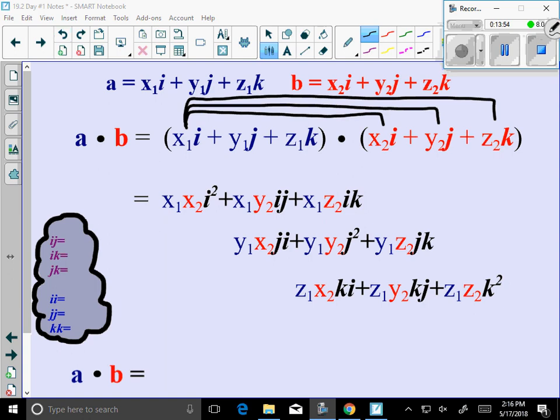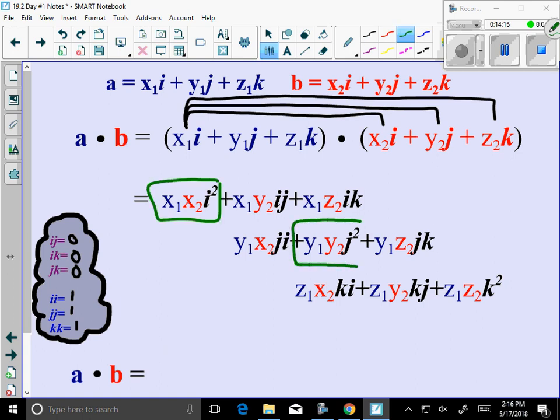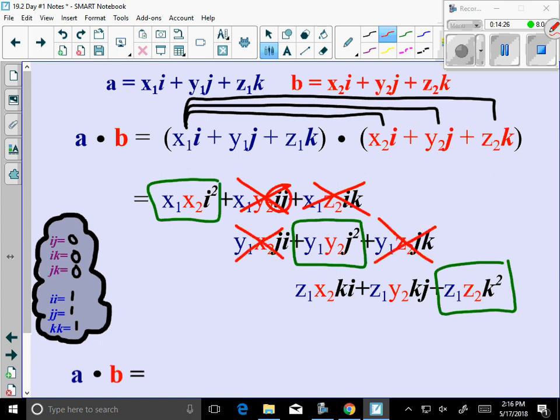We said on the last page, if it was I times J, J times K, or I times K, we got a 0, right? In any order, doesn't matter. But if we got I times I, J times J, or K times K, we get a 1. Anywhere I see a letter repeated or squared, I'm going to keep it. So I'm going to keep this one, this one, and this one. Everything else I'm going to scrap because we said that I times J is 0. I times K is 0. J times I is 0. J times K is gone. K times I, gone. K times J, gone.